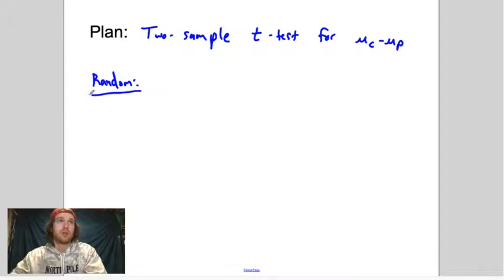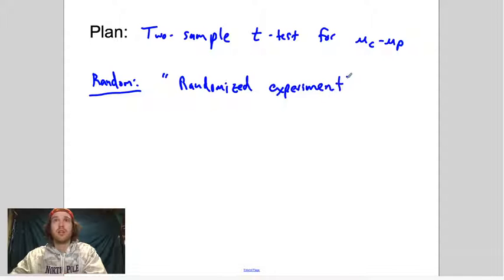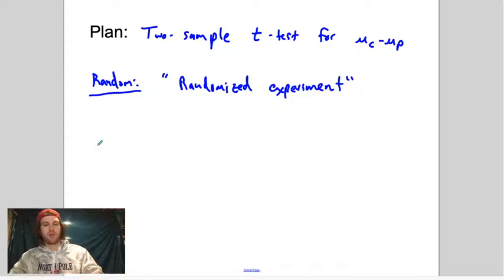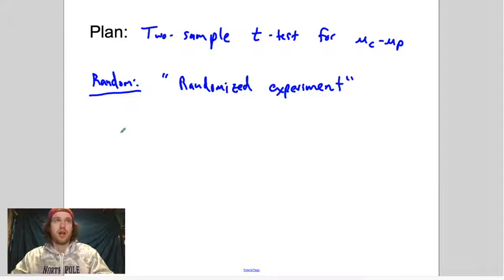Random condition. These came from a randomized experiment. So even though they were volunteers in the study, we're still good because we're trying to talk about the treatment, and they came from a randomized experiment. Since we did not sample without replacement from a larger population, we do not have to check the 10% condition.